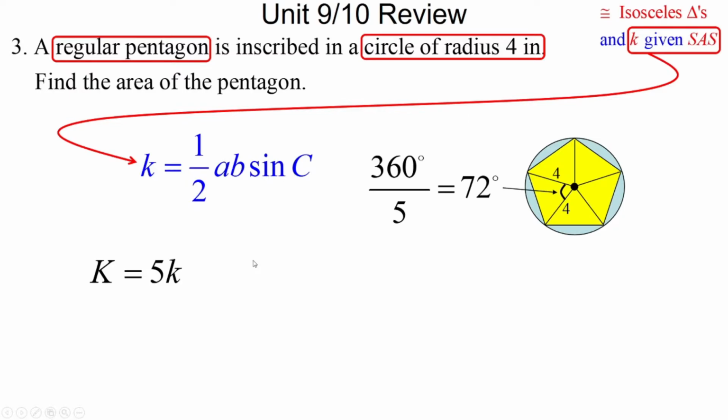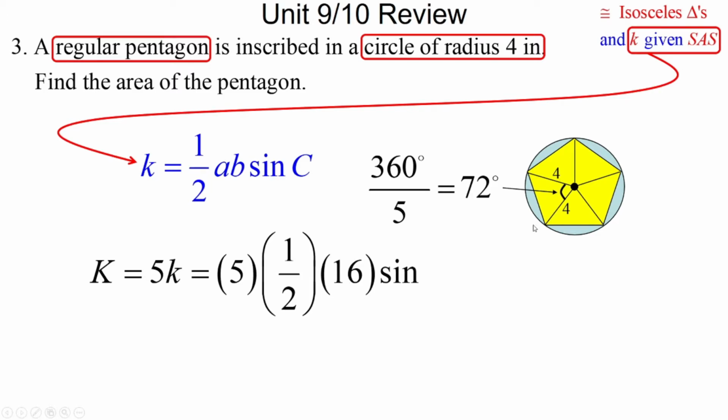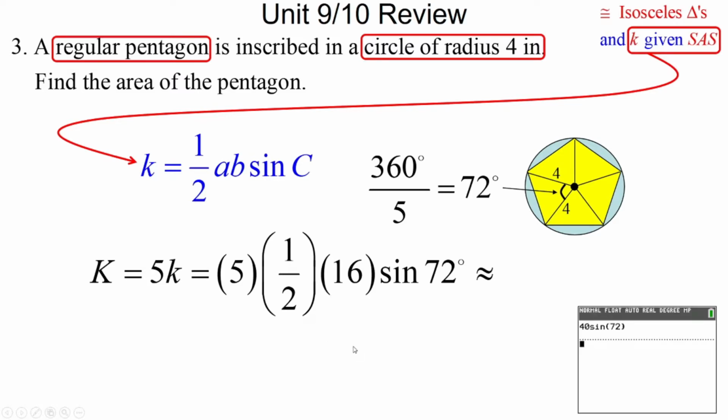Okay, so let's find our entire area right here. So the area of the pentagon would be 5 times, and then the area of each triangle would be 1/2 A times B, which would be 4 times 4, or 16, sine of, and what did we say that angle is right there? 72 degrees. So let's just punch that out on a calculator. You might simplify a little bit if you want to. All right, that is approximately.